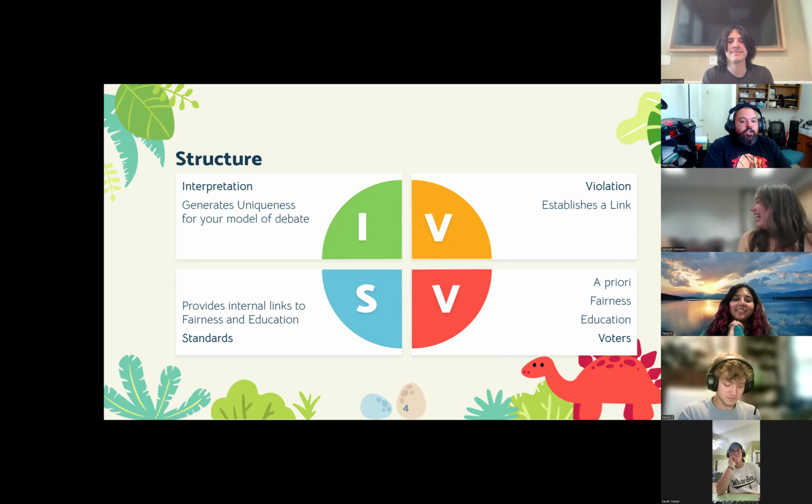Standards, as I mentioned, are just internal links to fairness and education. Now, this is sort of a pet peeve thing. You'll see some people in debate say the standard is education or the standard is fairness. That doesn't make any sense, right? Those are the voting issues. Those are the impacts. Standards should establish why your interpretation provides the best form of education, the most fairness, et cetera, et cetera.